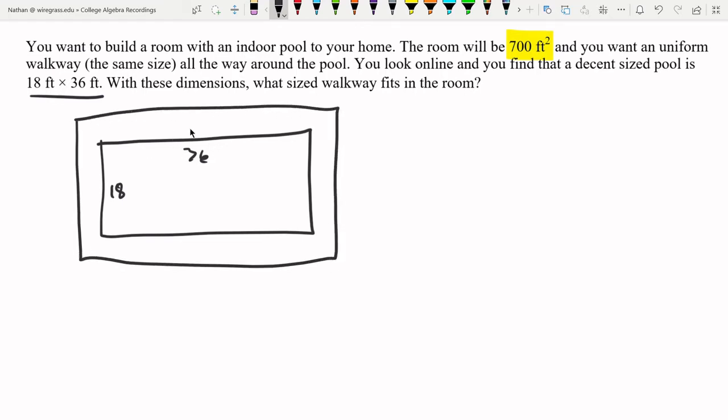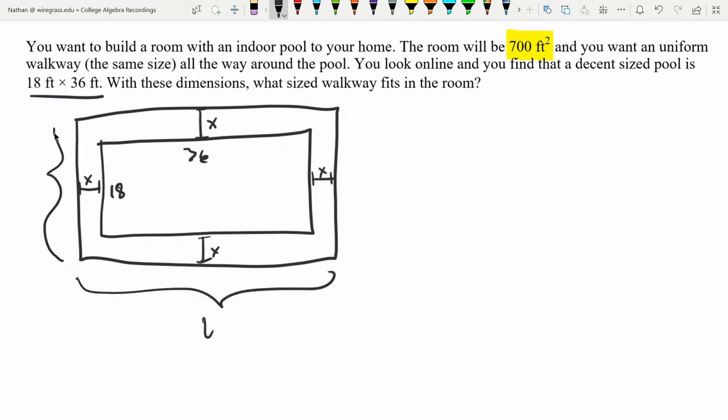That just means it's the same width all the way around. And we don't know what that width is, but we are trying to figure out what is that width. So let's make that our variable x. Of course, if that's x, this is also x. So is this, and so is this. Now, this is important because the square footage of this room is length times width. This is our length. This is our width.